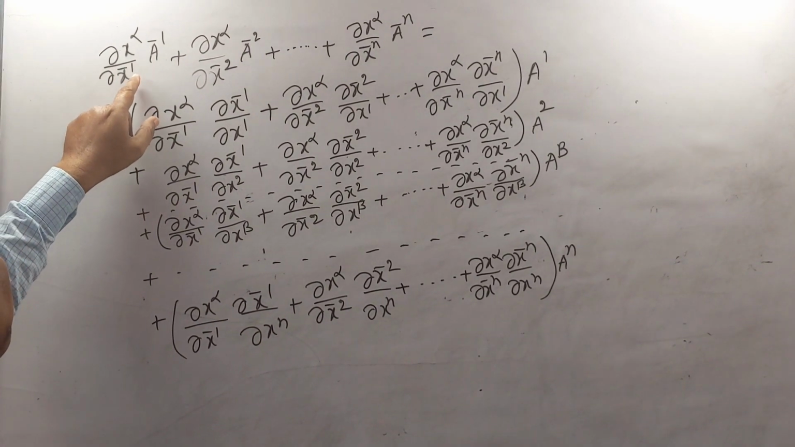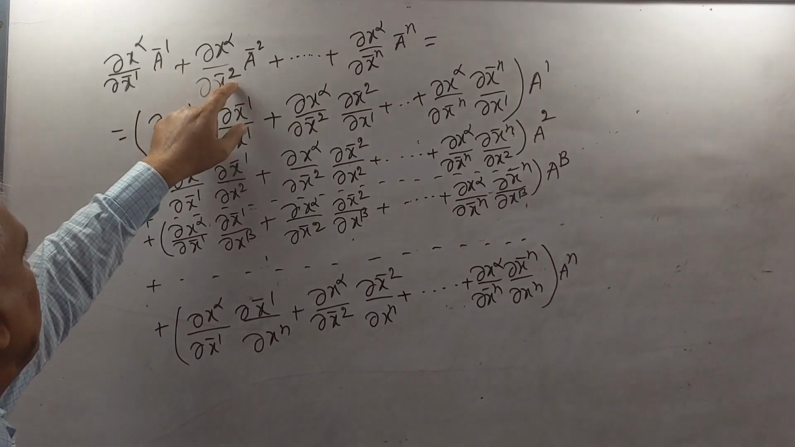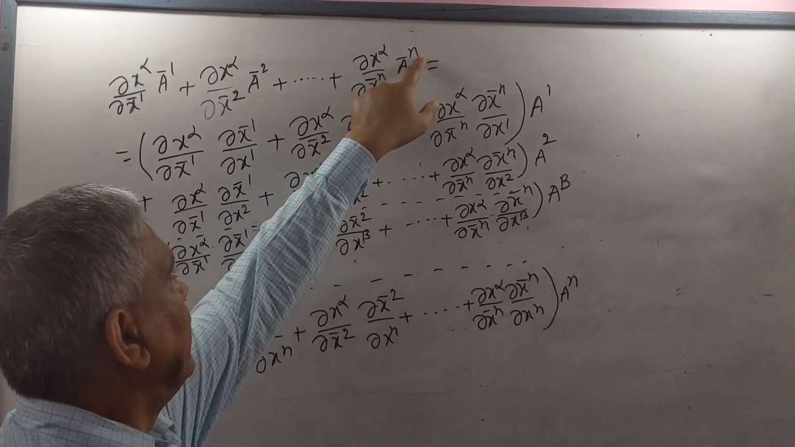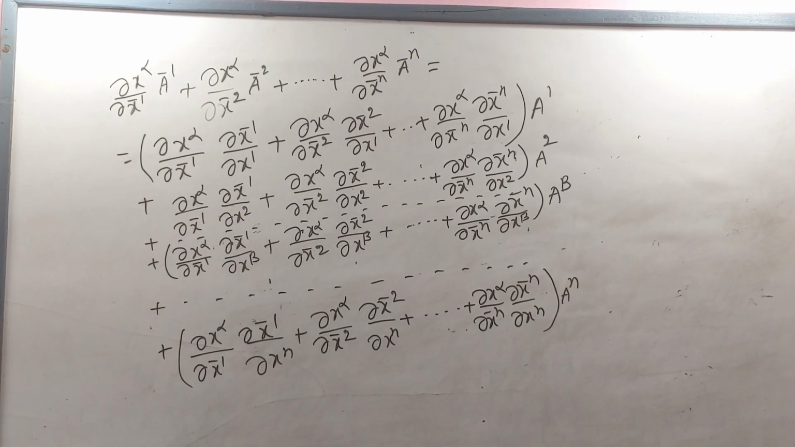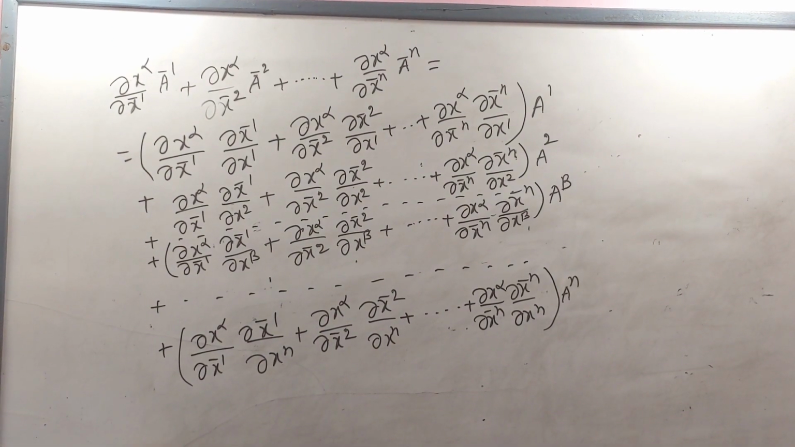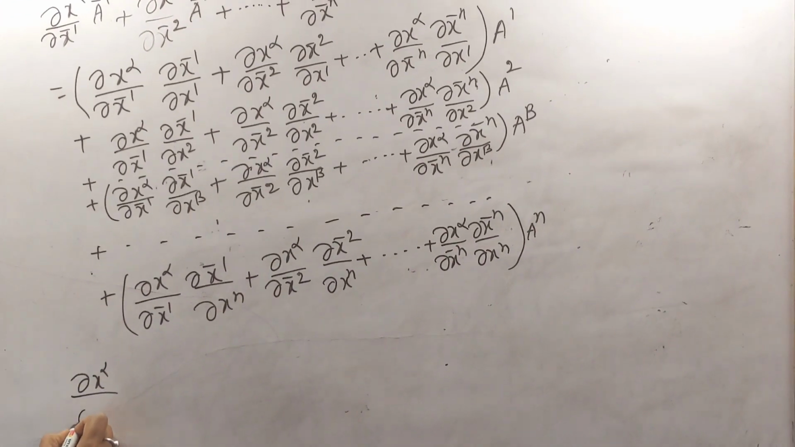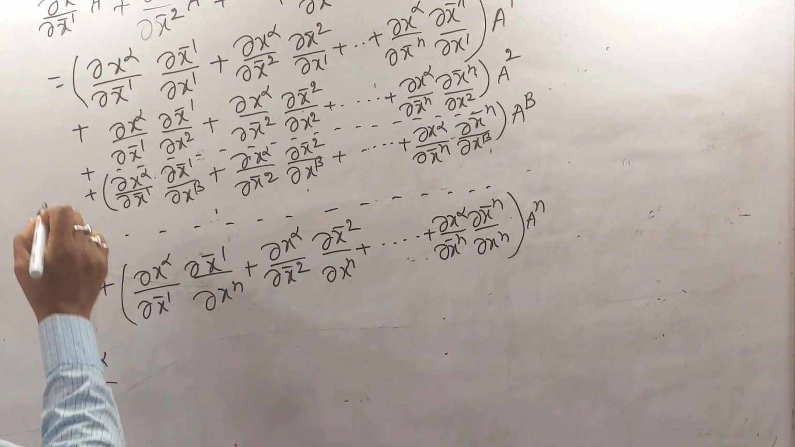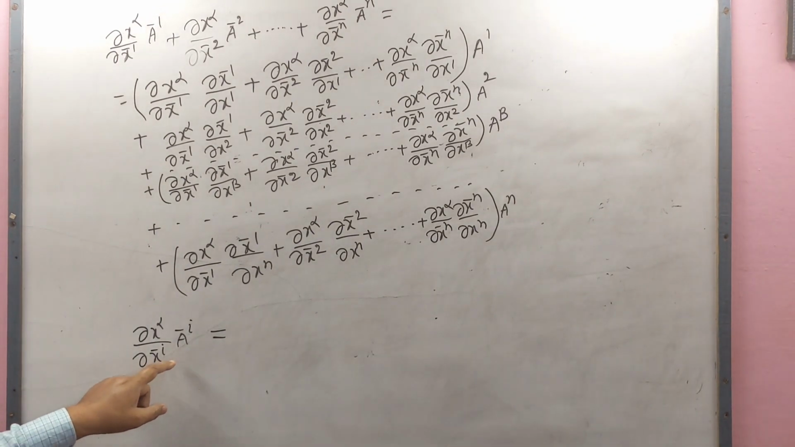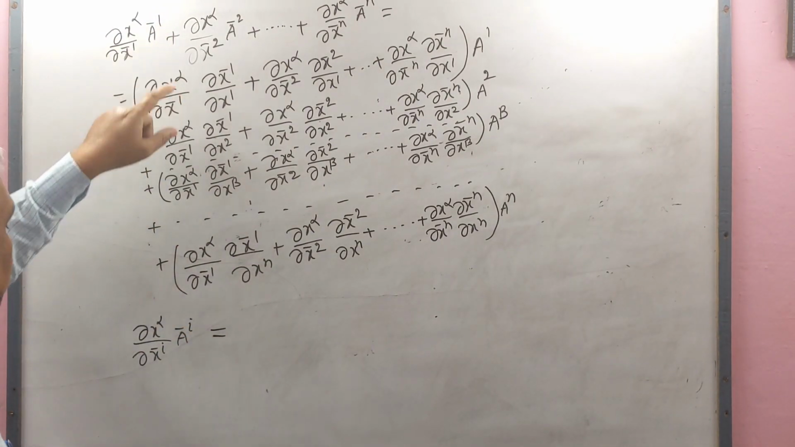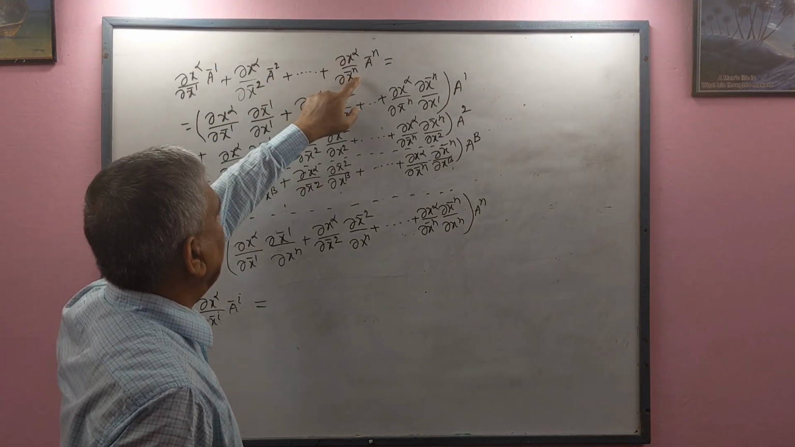Here we get that 1 is repeated, 1 1, 2 2, n n. So it represents the dummy suffix. We may write the left hand side as del x alpha by del x bar I, dummy suffix, A bar I. This is the left side: I equal to 1, plus I equal to 2, plus dot dot, I equal to n.